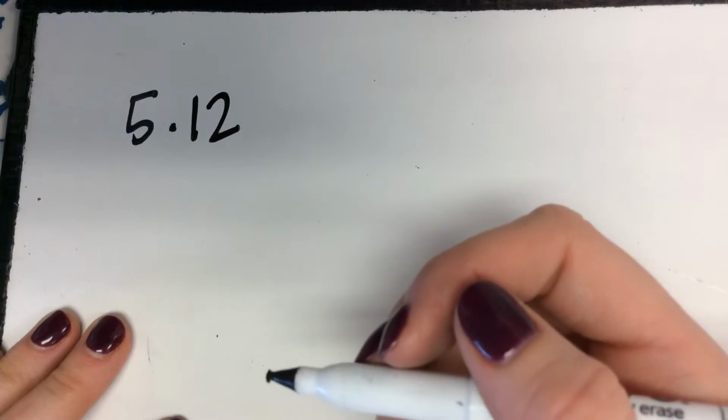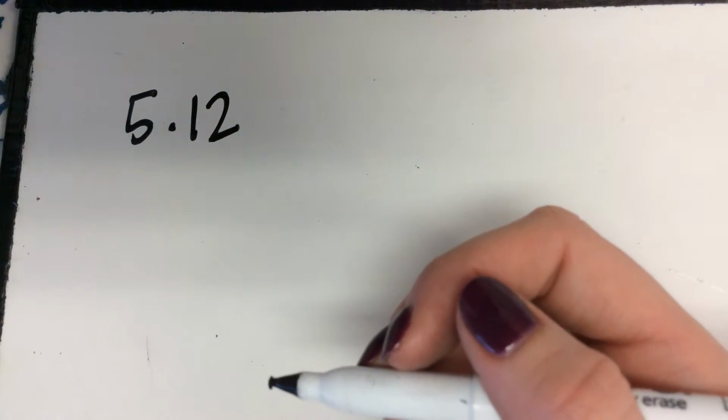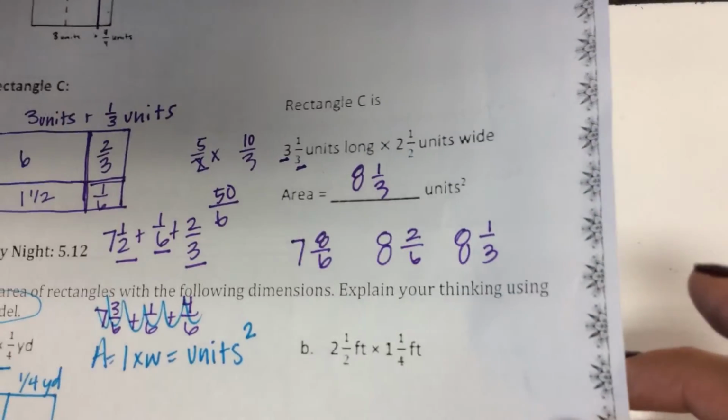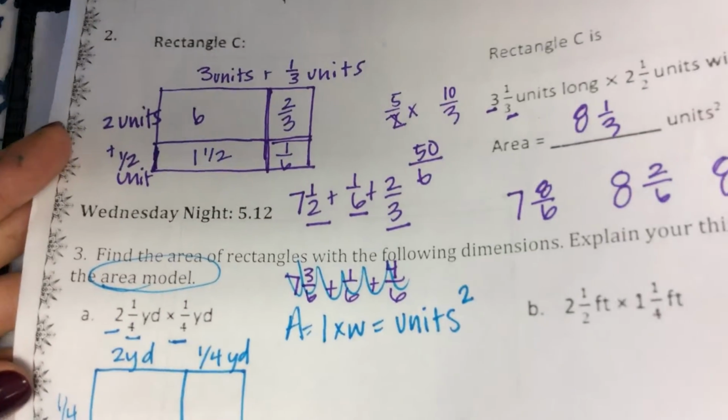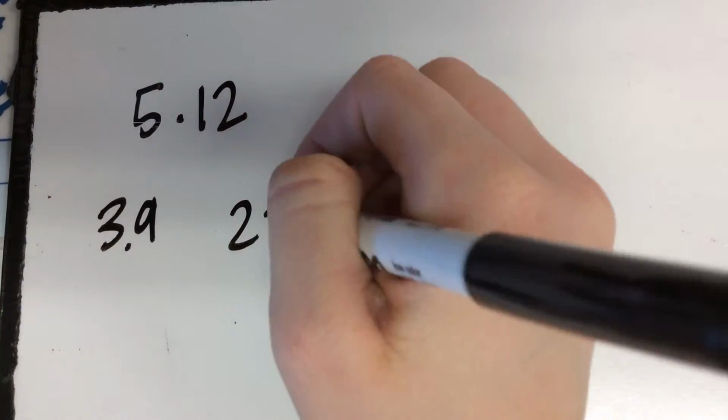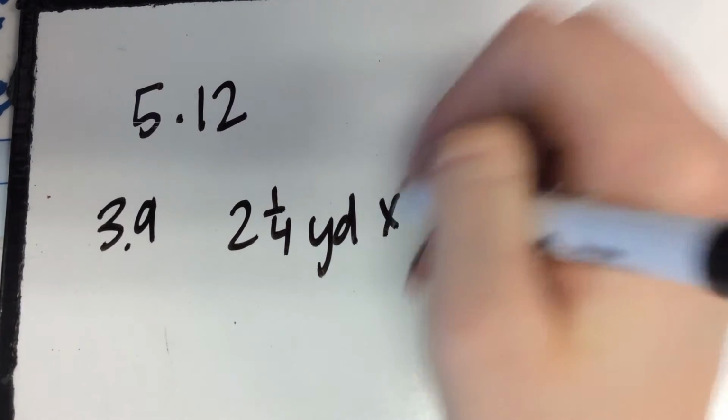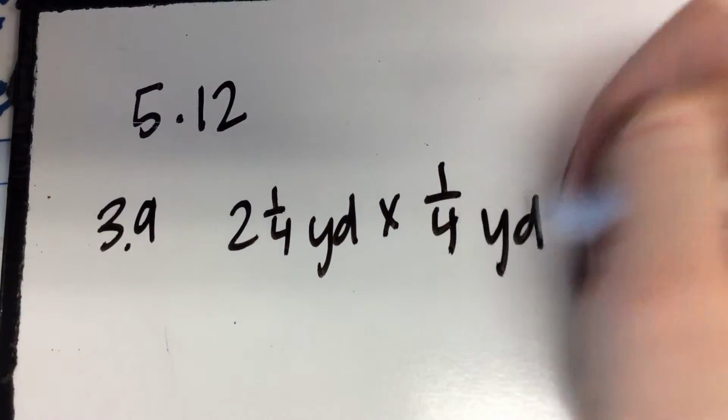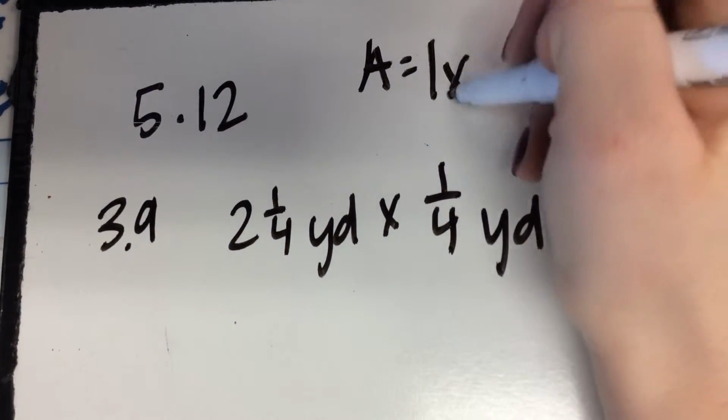Okay, I'm going to do Wednesday night's homework, so that's Module 5, Lesson 12. It asks us to find the area of rectangles with the following dimensions and explain your thinking using an area model. So the first one, 3A, says 2 1/4 yards times 1/4 yards. And we know that to find area, it's going to be length times width.